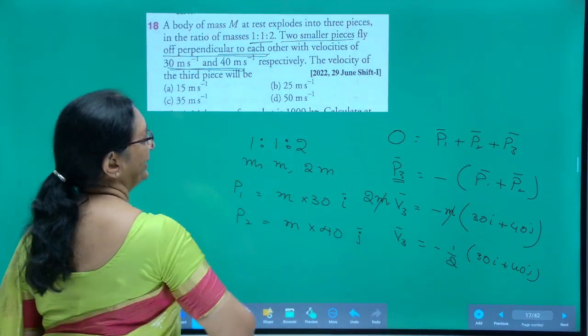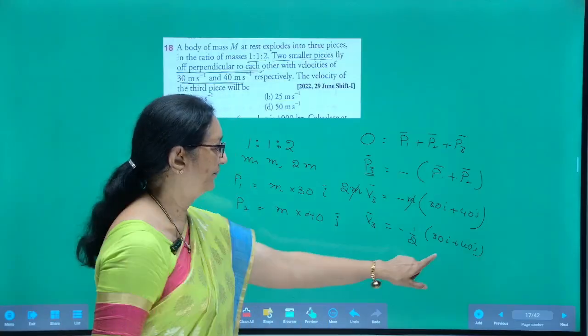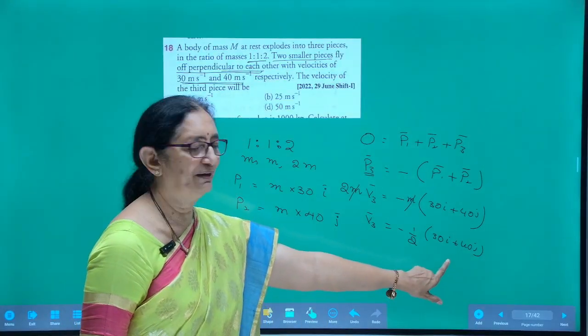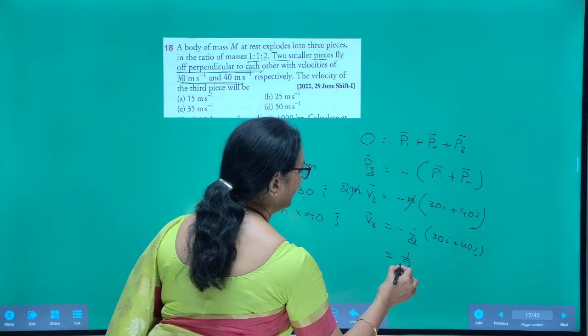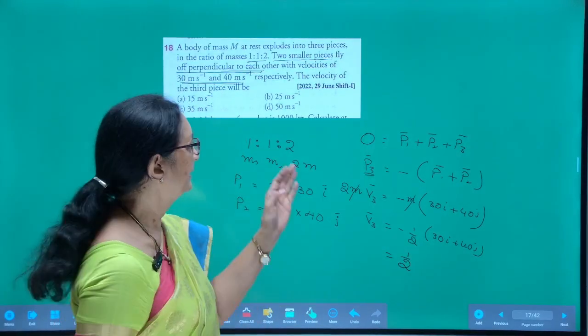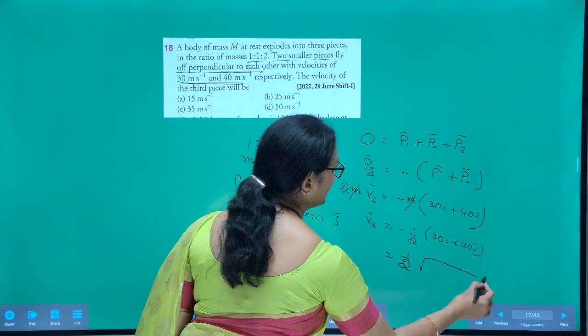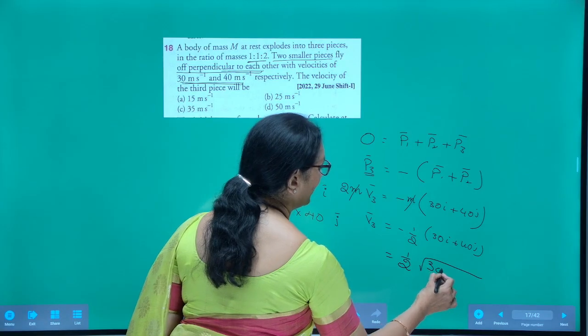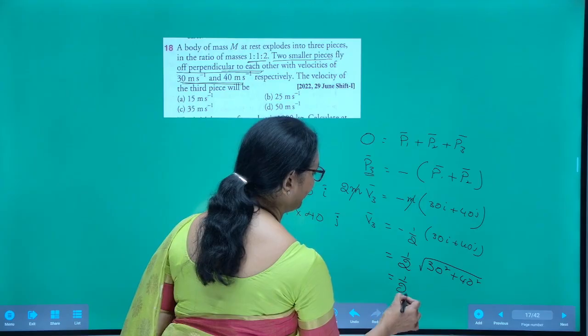But only the value is asked here, so you need to find the magnitude. What is the magnitude of the vector 30i plus 40j? The negative sign indicates the direction. Here only the magnitude is mentioned, half of this. The magnitude of this is square root of 30 square plus 40 square, that is 50.